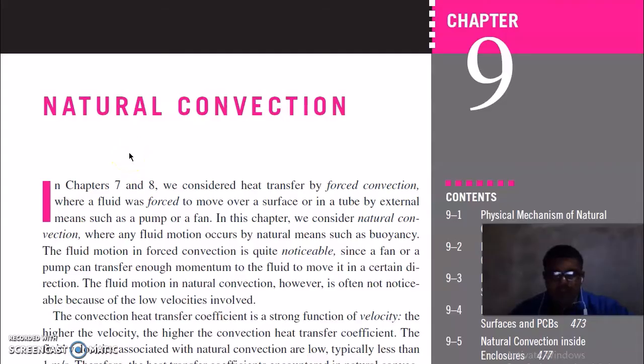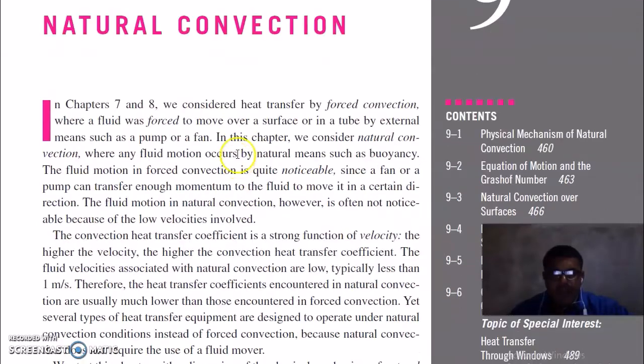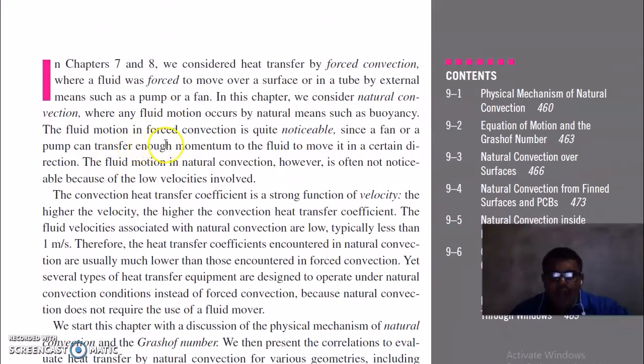Good morning. Today we will start with natural convection. We consider heat transfer by forced convection, where a fluid is forced to move over a surface or in a tube by external means such as a pump or fan. In this chapter, we consider natural convection, where any fluid motion occurs by natural means such as buoyancy.